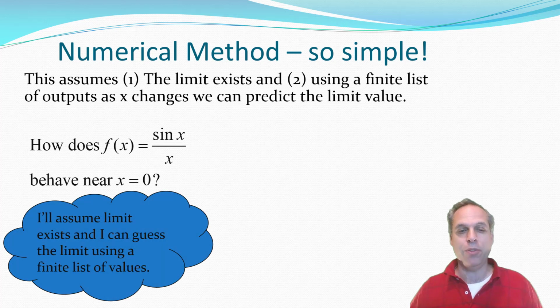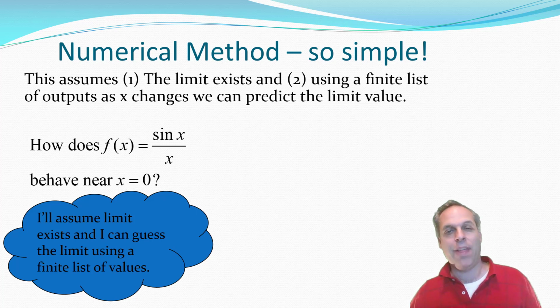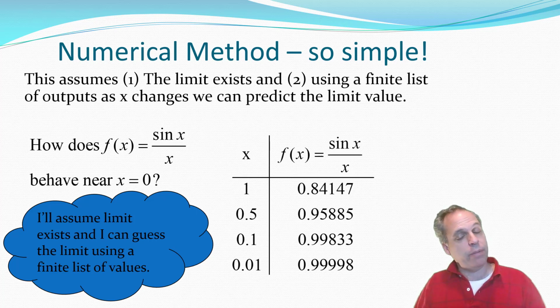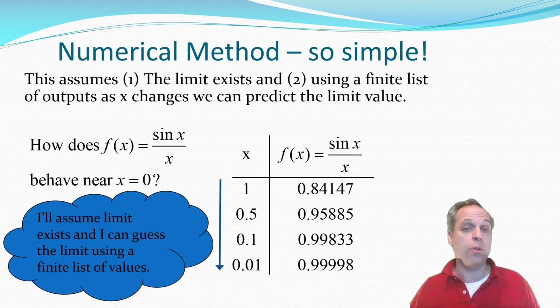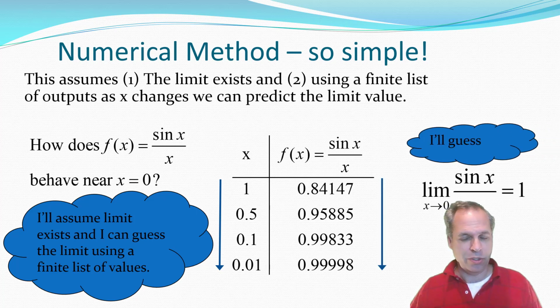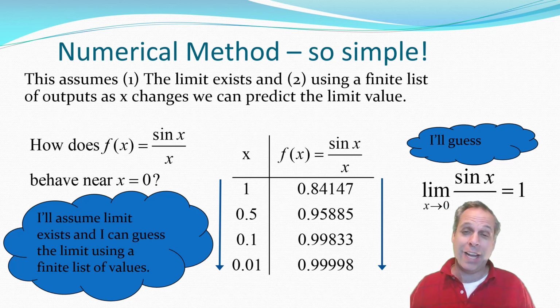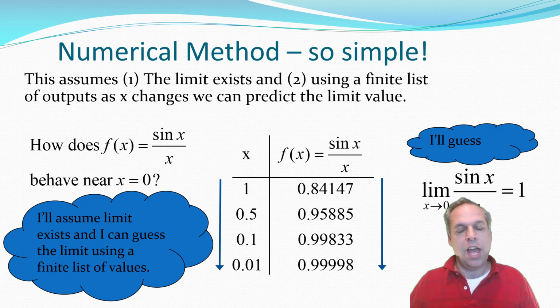For example, suppose I want to know how the function sine of x over x behaves when x is near 0. So I'll assume that there is a limit ahead of time, and I'll assume that if I look at a finite list that I can guess at what that limit would be. So here's my chart. I just picked a bunch of numbers that are getting closer and closer to 0, and I'm looking at the corresponding function values. You can notice the x values are approaching 0, and it seems, by guessing, that the y values are approaching 1. So I'll guess that the limit of this function approaches 1 as x approaches 0. And actually, that's the right answer. But I can't use this as a proof, not as an argument. This is just evidence that it must be true.